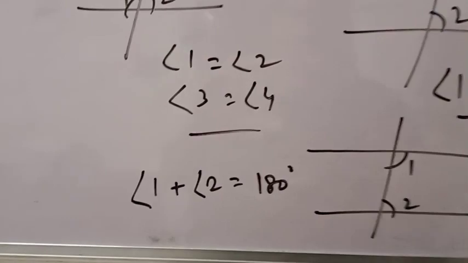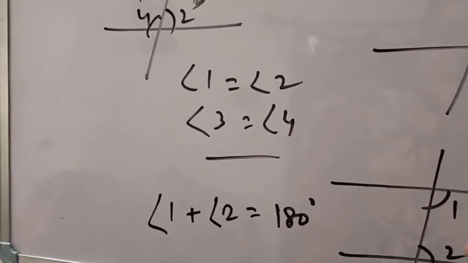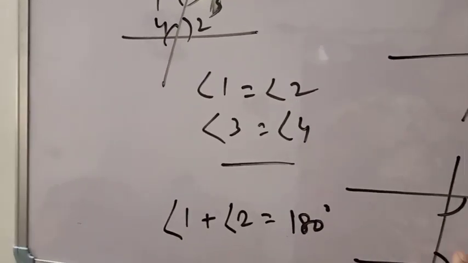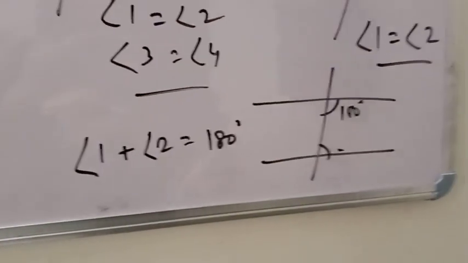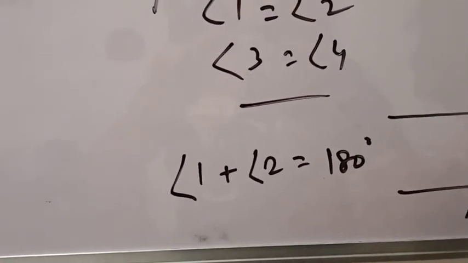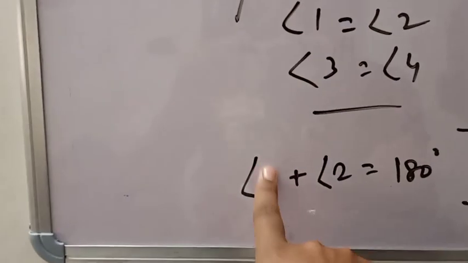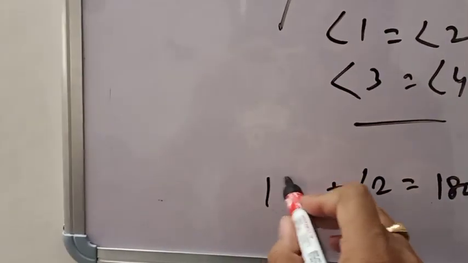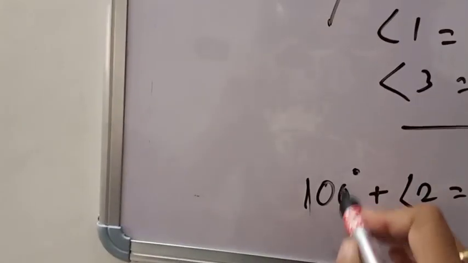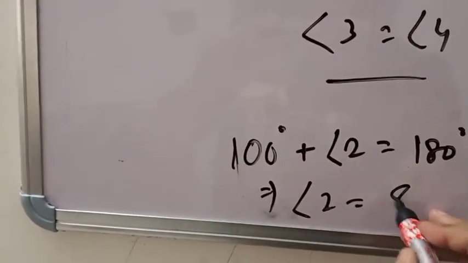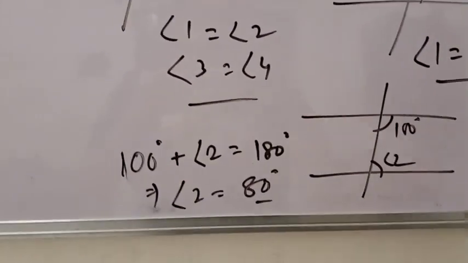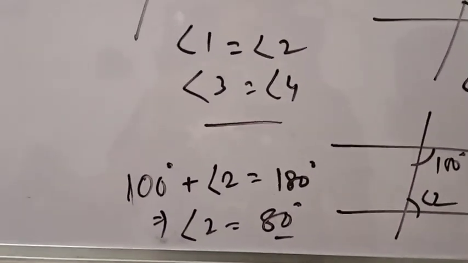If any one angle is given, suppose this angle equals 100 degrees, then you have to find this one. So if we write here, this is angle 1, this is angle 2, then you have to find angle 2. In the position of angle 1, you can write 100 degrees. Then angle 2 equals 180 minus 100, which is 80 degrees. So this angle plus this angle equals 180.